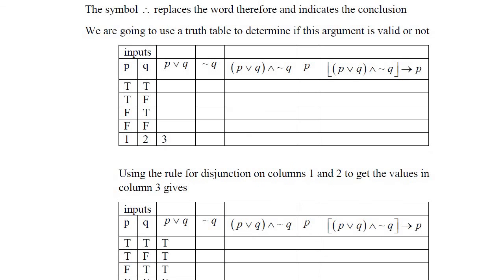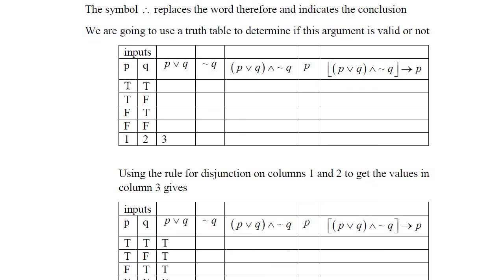So let's build the truth table to determine if the argument is valid or not. Over here we've got our inputs, P's and Q's. We've got to construct P or Q. We're going to have to construct not Q. Those are our two hypotheses. We have to AND together those two hypotheses, and then we have to do if the ANDing of these hypotheses, then my conclusion. So my last column over here is going to be the result of that calculation.